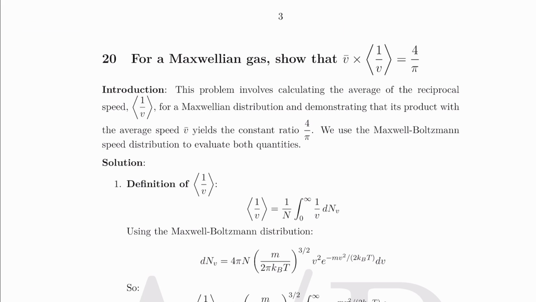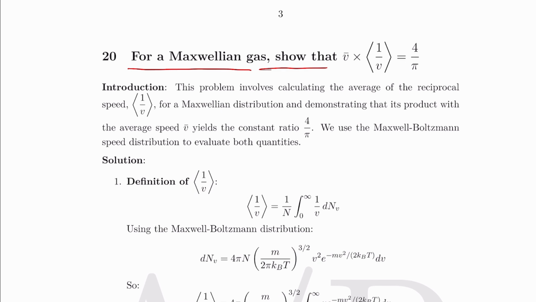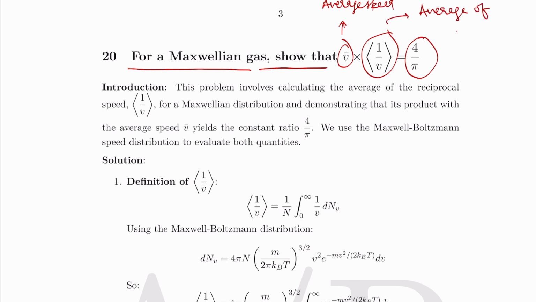So now let us solve the next question, that you need to prove that for a Maxwellian gas, you need to show that the average speed multiplied by the average of the inverse of the speed is going to be 4 divided by pi. Okay, so this is, let me call, this is average speed, this is average of inverse of speed.